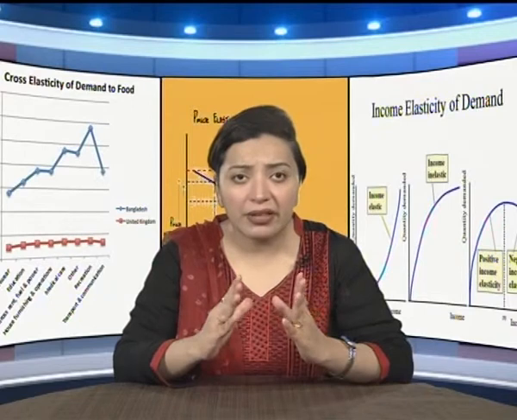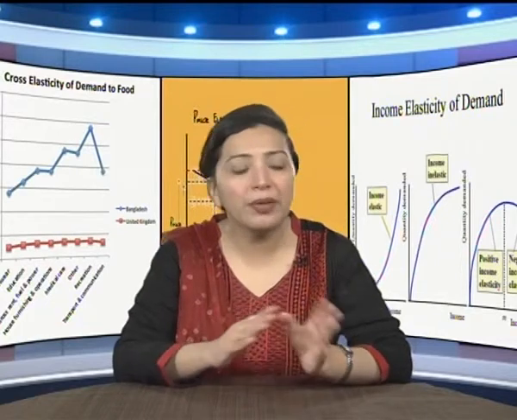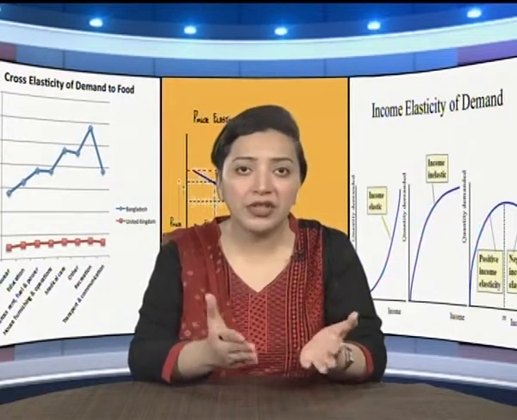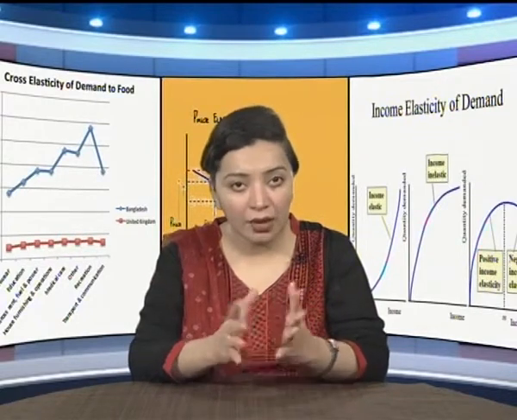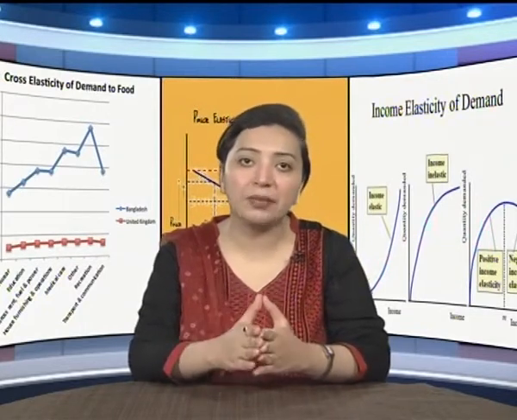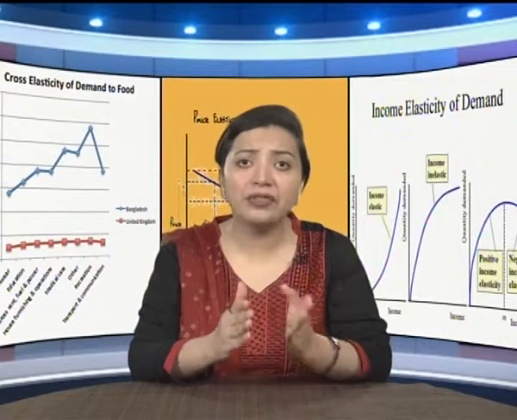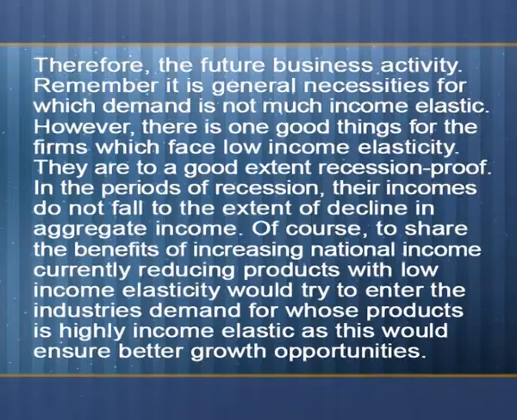Further, as seen above, the demand for luxuries is highly income elastic. Therefore, the demand for luxuries fluctuates very much during different phases of the business cycle. During boom periods, the demand for luxuries increases very much and declines sharply during recessionary periods. On the other hand, the demand for products with low income elasticity will not be greatly affected by the fluctuation in aggregate economic activity. During booms, the demand for these products will not increase much, and during recessions, it will not decrease sharply. Remember, it is generally necessities for which demand is not much income elastic.